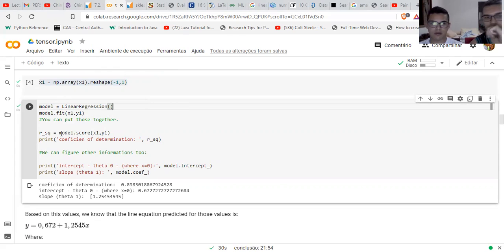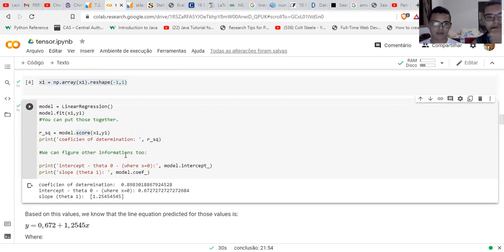And here we see how well our code performed, asking for the score, and our coefficient of determination is pretty good. It's almost 90%. We already ran this for you guys. Yeah. You can try it by yourself.